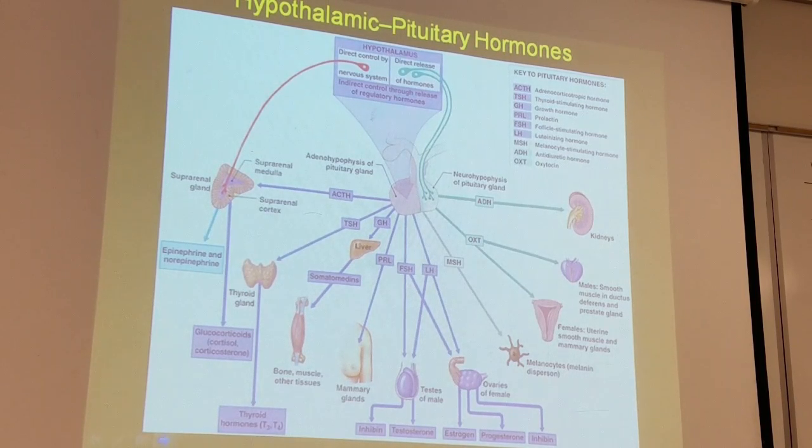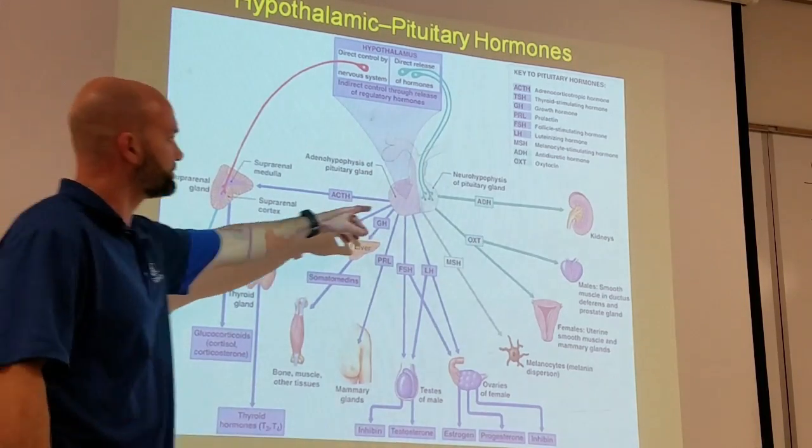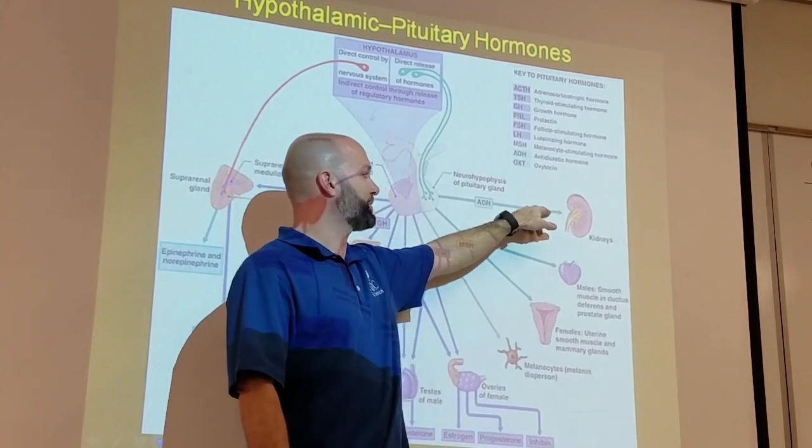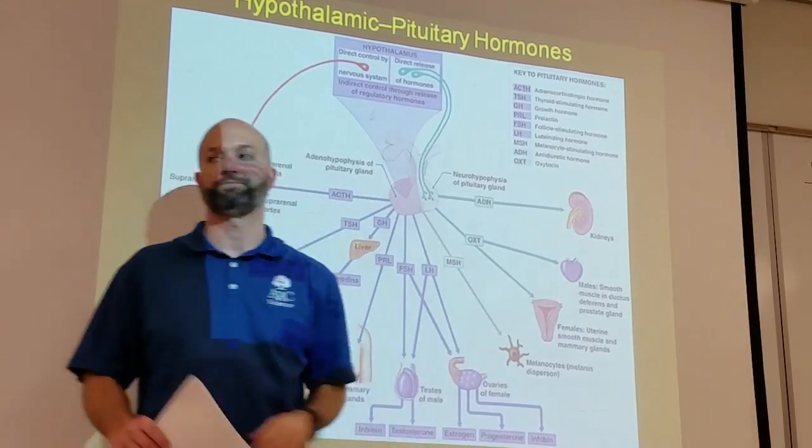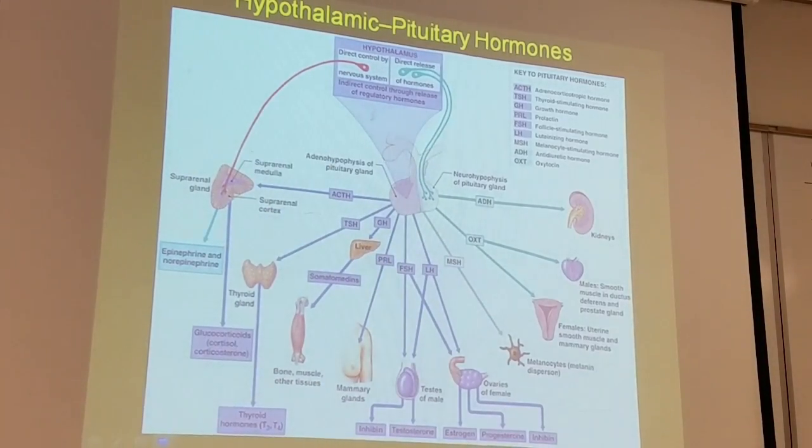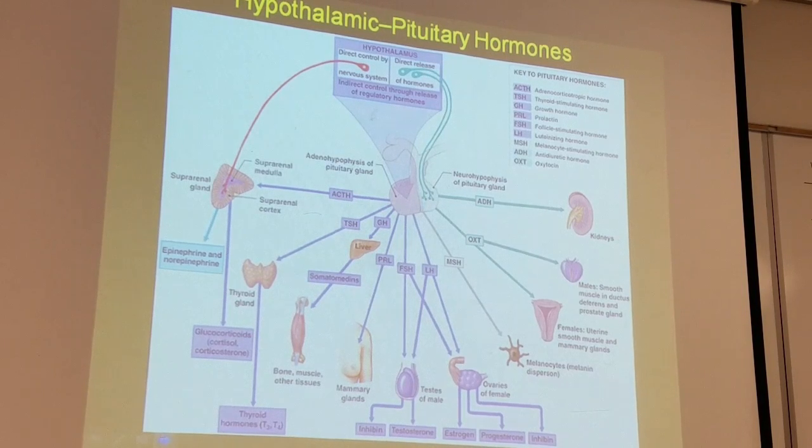Supraoptic nuclei, SON. They produce mainly ADH. ADH has many targets, including the kidneys. The kidneys are producing filtrate all the time, right, as they filter the blood. So basically, you're taking the plasma, you're pushing it across the capillary wall. It enters a system of tubules, right? So we can call it filtrate. And the filtrate passes down the system of tubules.